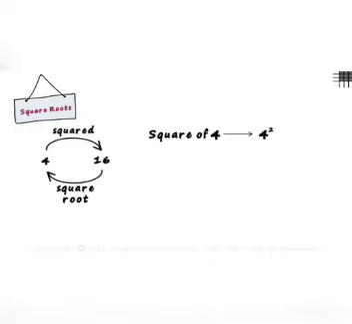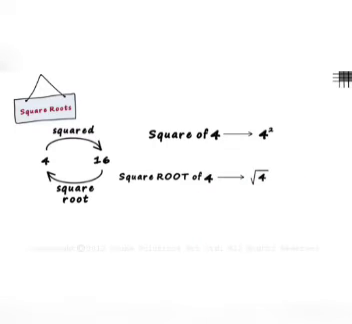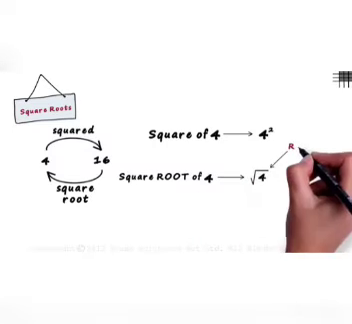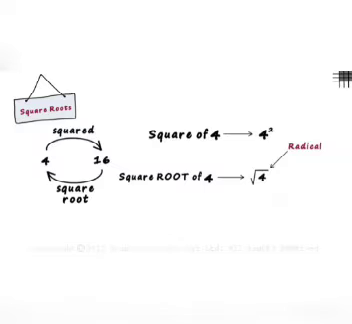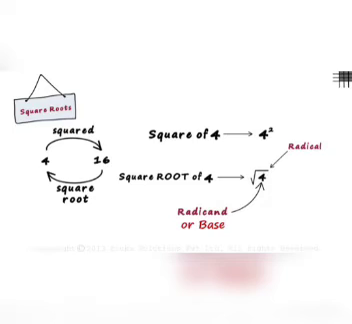This is how we would represent the square of 4. 4 raised to 2. 2 is called the power and 4 is the base. Now how do we represent the square root of 4? Well, this is how we write it. This symbol is called the radical or the square root, and the number inside the symbol is called the radicand or the base. That's the first thing we learned, how to represent a square root.